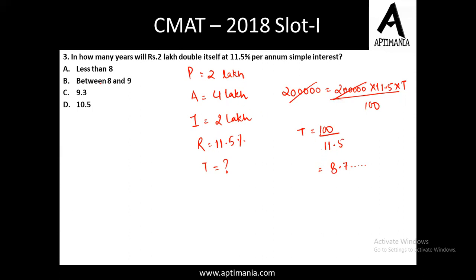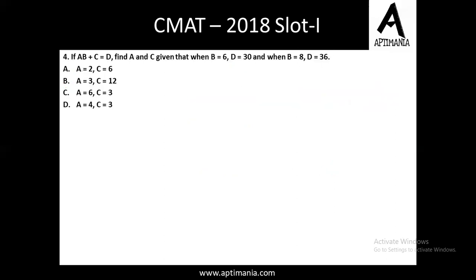As we can see from the options, the number of years required will be 8.7 something, that is between 8 and 9. So for question number 3, option B, between 8 and 9 years, is the correct answer. Let's go ahead to the next question. Question number 4 is on the screen. It's again a question from equations only. So let's try to figure it out.